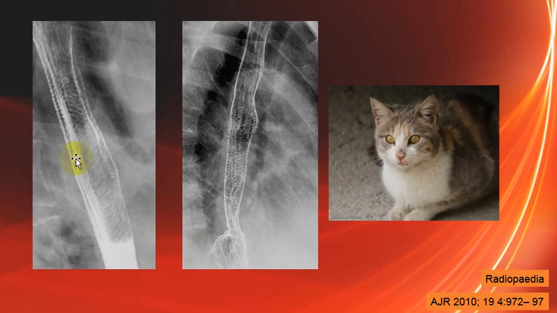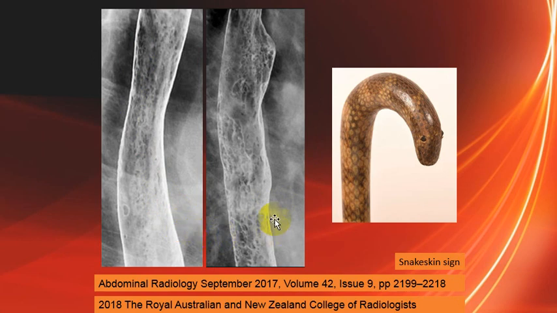Here we see the esophagus in two patients with transverse folds, and this is called feline esophagus. Feline esophagus is found in cats and can be seen as a normal variant in human beings. It can also be seen in patients with reflux esophagitis or other sorts of esophagitis. Here a patient with candidiasis, two patients with longitudinal irregular filling defects, giving the appearance of the snake skin sign.